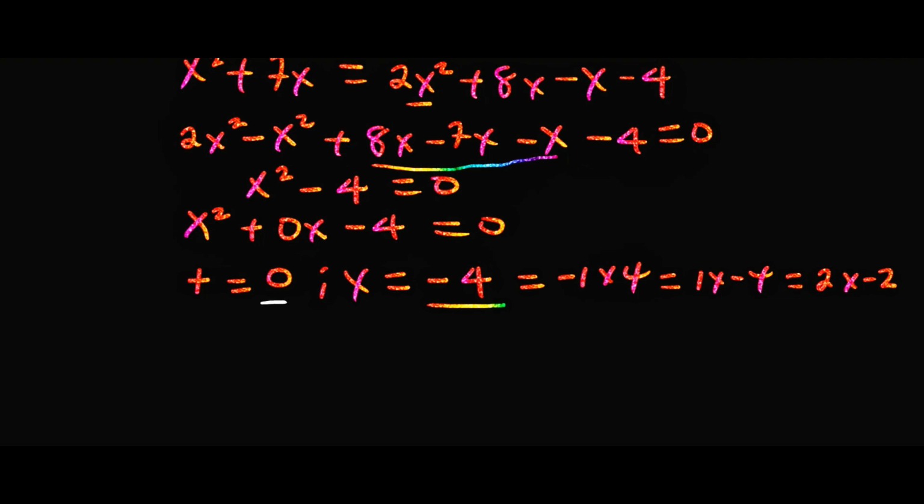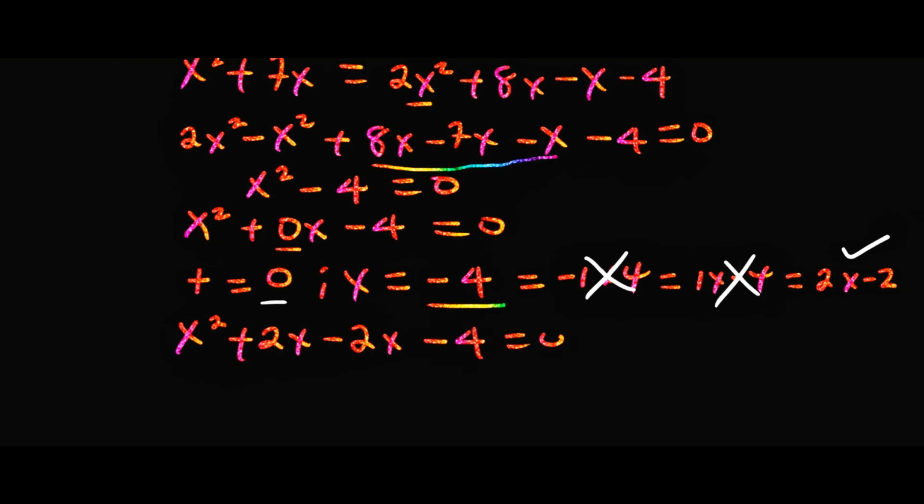So we try negative 1 and 4. It does not give a sum of 0. We try 1 and negative 4. It does not give a sum of 0. We try 2 and negative 2. It actually gives a sum of 0. So we split b, this b, into 2 and negative 2. So we write the equation as x squared plus 2x minus 2x minus 4 is equal to 0.